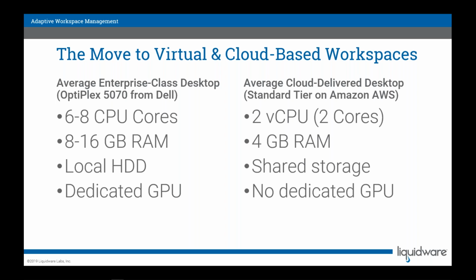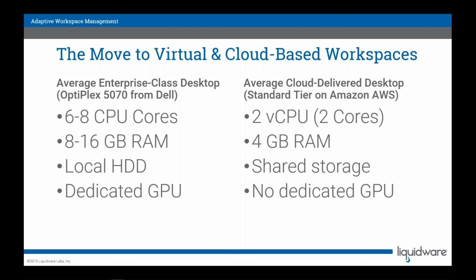A vCPU is roughly analogous to 2 cores. Most of them have 4 gig of RAM. They're all leveraging shared storage, so there's typically no local storage. It's all virtualized storage, leveraging a shared infrastructure within the cloud. In the case of AWS, it's likely your S3 that's now being mounted and made available to these virtual desktops. And there's really no dedicated GPU at some of these average or standard tiers.